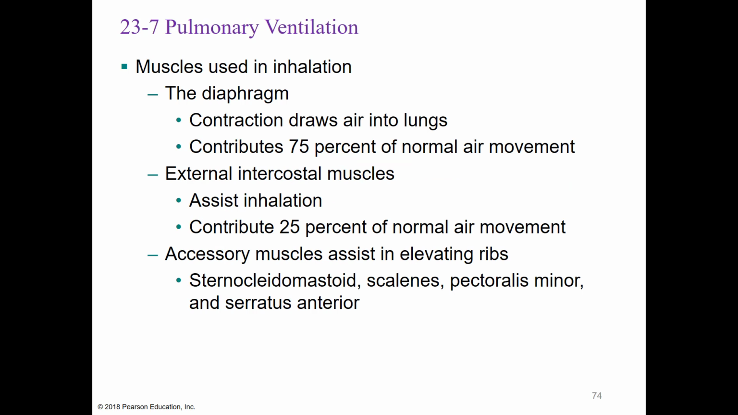Muscles used in inhalation. So we saw this. The diaphragm contraction draws air into the lungs. It contributes 75% of normal air movement. The external intercostals we just pointed out are going to assist in inhalation as well and contribute about 25% of normal air movement. Accessory muscles will assist in elevating the ribs. Muscles like the sternocleidomastoid, scalenes, pectoralis minor, and the serratus anterior.